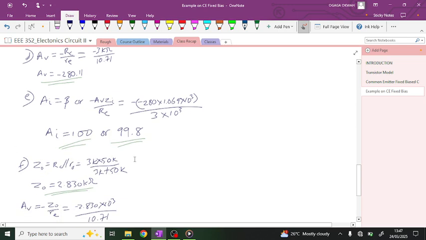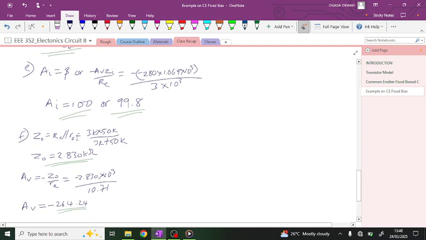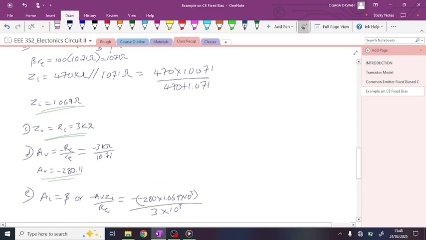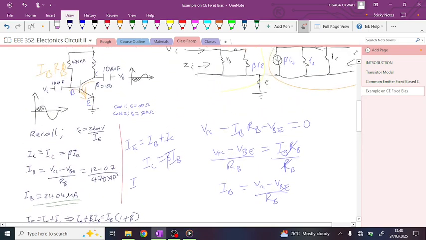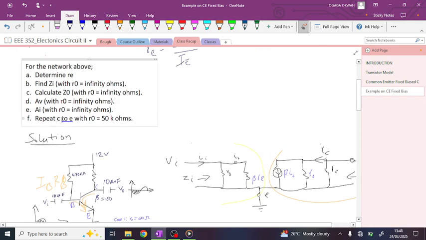in case 2, where we have a value for RO which is 50, now the effects will begin to show. ZI will remain the same. Why? Because there's no RO here, so it won't affect ZI. No wonder in the question we were asked to repeat from C to E. They didn't ask us to repeat from B, neither A, because RO only has effect on this guy. And once RO has an effect on this guy, it will also affect this and this.